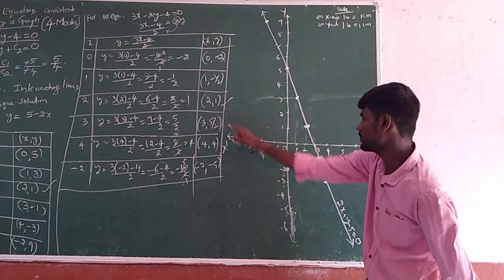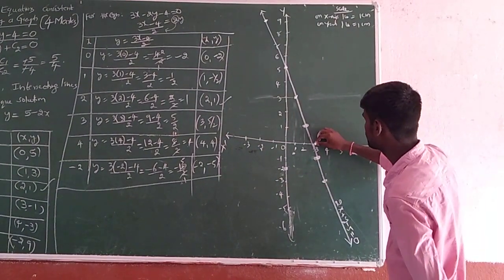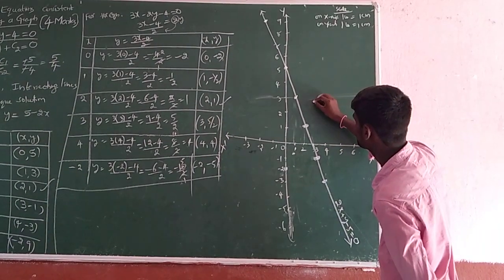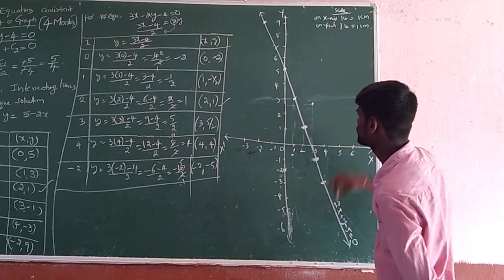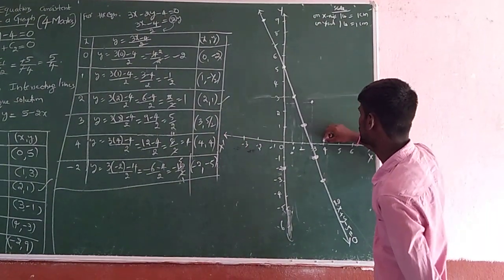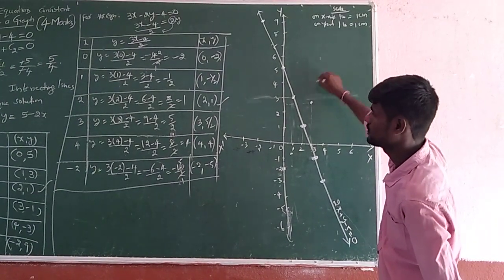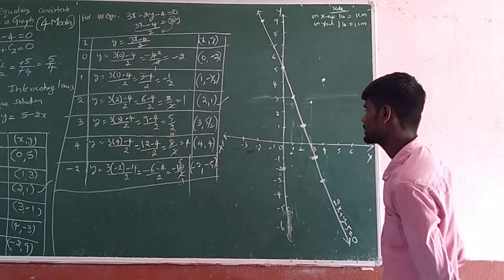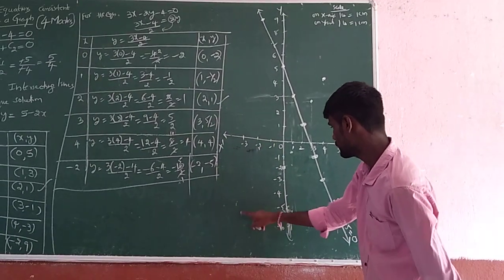Next 3, 5 by 2. X is 3, y is 5 by 2, which means 2.5. So 3 and 2.5, you will get something here, in between 2 and 3, 2.5, and it is 3 like that. Next 4, 4 and 4. So 4 here. Next minus 2, minus 5. X is minus 2, y is minus 5. Here you will get minus 2, minus 5.